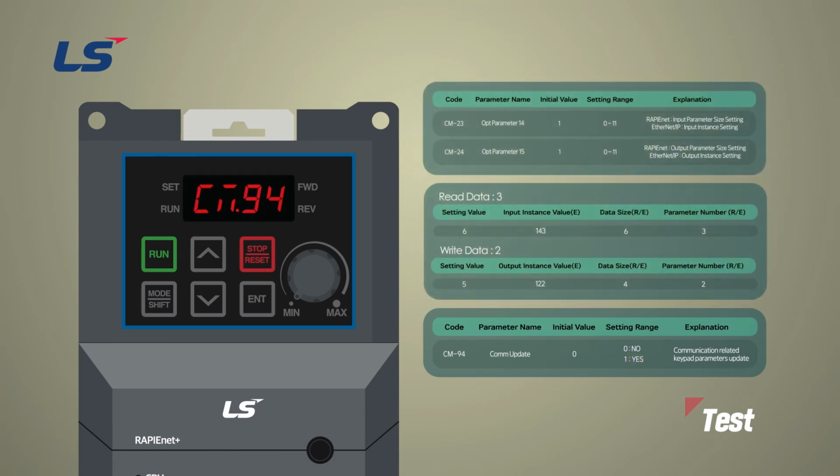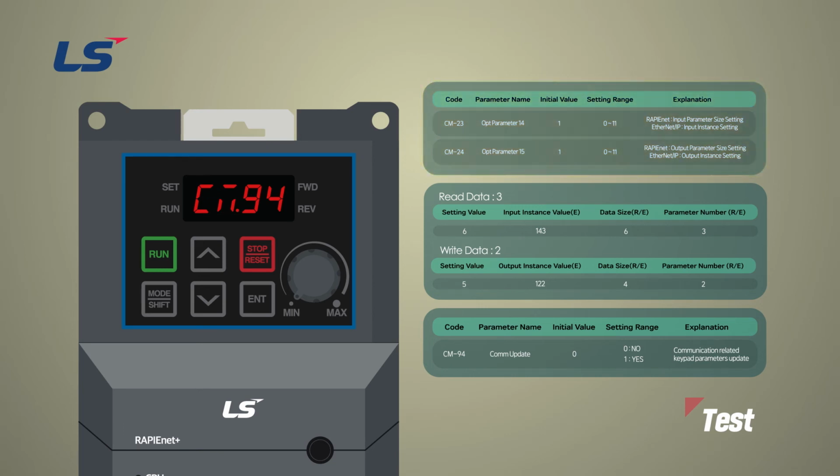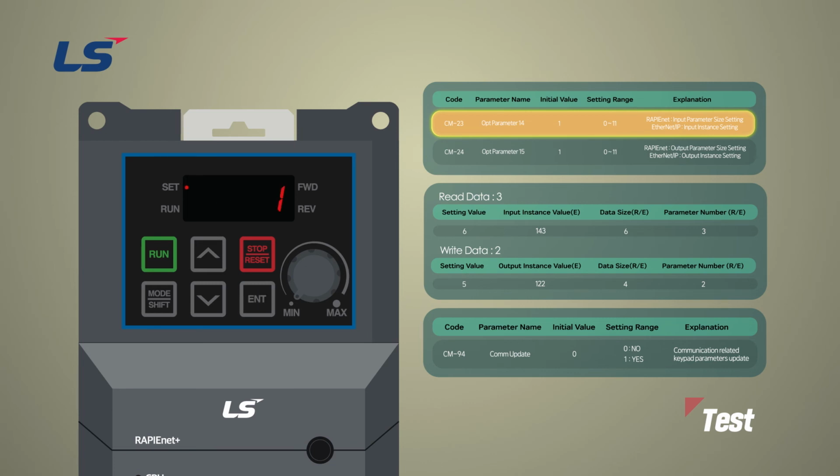Next, we will set the number of communication read and write data. It is set in CM group numbers 23 and 24. In this video, I will set 3 read data and 2 write data. To set the number of read data, move to CM group number 23. The number of parameters is determined according to the input instance value. And since we decided to set the read data to 3, set the corresponding setting value to 6.